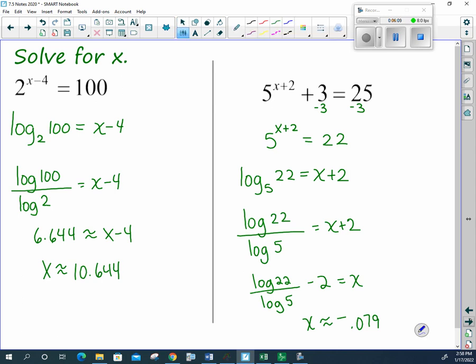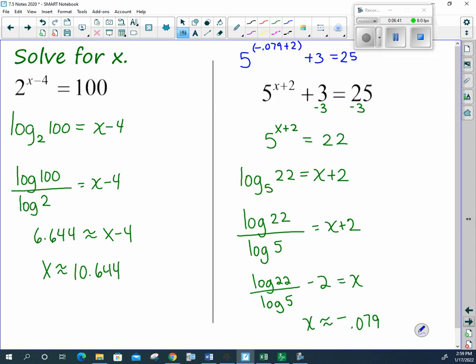So remember, we can check that if we want. To check it, you would come back up here and put it back in. So you'd say 5 to the power of negative 0.079 plus 2, plus 3. Does that equal 25? So let's just go ahead and do a quick check. So 5 raised to the negative 0.079 plus 2 power. And then I'm going to add 3 to that.